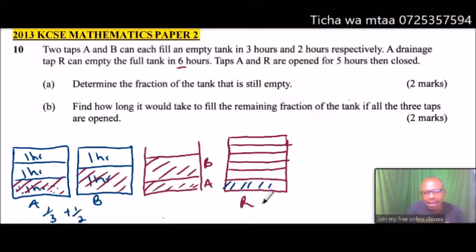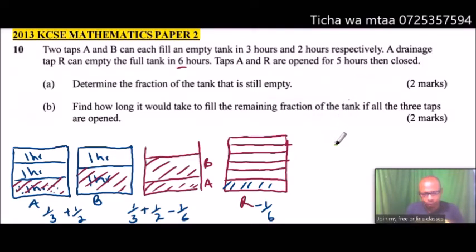So if we open all the taps, then this is 1/6, which you can say is minus because it is removing the water. So if all the taps are opened, the water that will be in the tank in 1 hour will be a third plus a half minus 1/6. Once you understand that information, this will be a very easy question for you. For example, determine the fraction of the tank that was still empty when A and R are open for 5 hours. We need to find what part of the tank was empty.